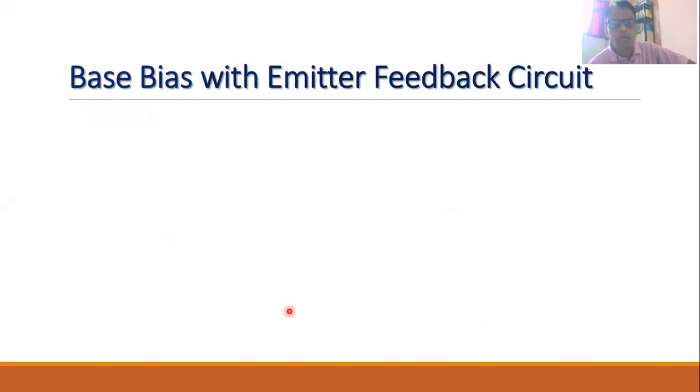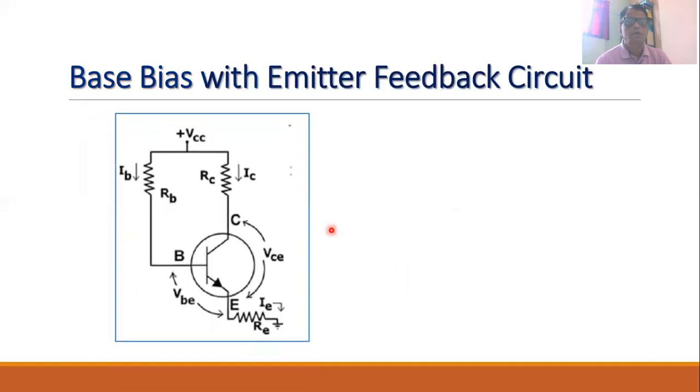Now there is another circuit. We can make some modification in the base bias circuit, and this circuit is being called a base bias with emitter feedback. The circuit diagram for the base bias with emitter feedback is as shown in the figure.